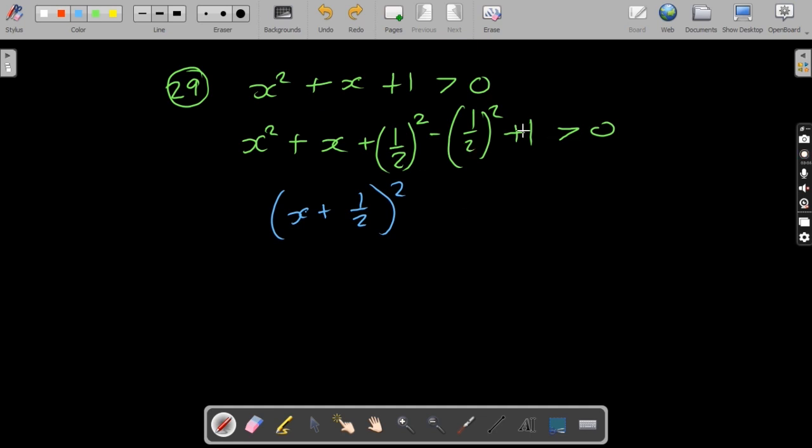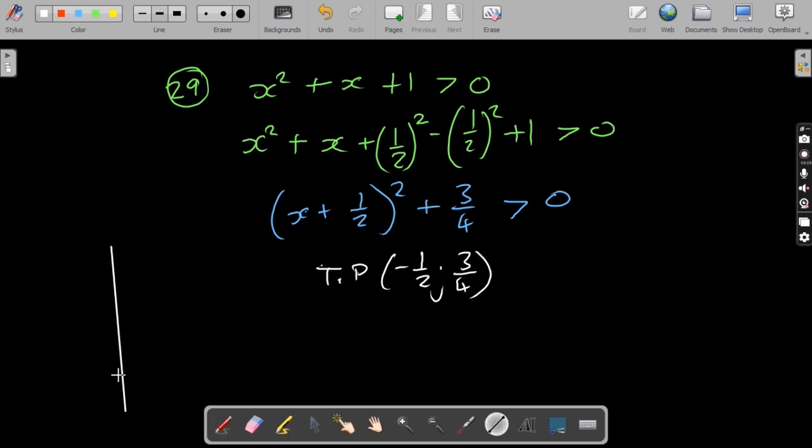Then on the outside, you're just going to add what you have. So a half squared is 1 over 4, and 1 minus 1 over 4 is 3 over 4, which means on the outside we just have 3 over 4. So this is our new equation, and from this, we can find the turning point. The turning point, TP, would be negative a half and 3 over 4.